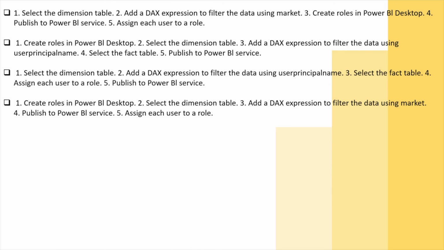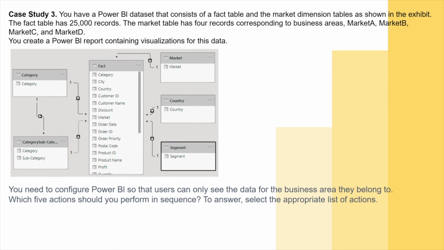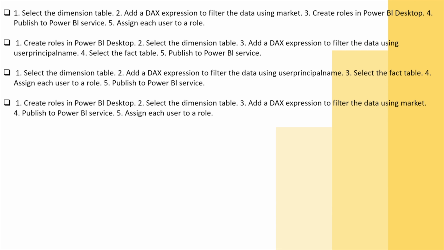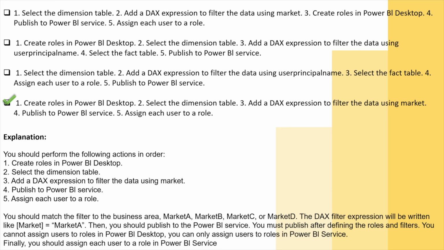I can go back and show you the data model again, sorry. Well, the correct answer is the fourth one, which is: first you create the roles in Power BI Desktop, then you select the dimension table, then you add a DAX expression to filter the data using market. Fourth, you publish it to the Power BI service, and the fifth step is you assign each user to a role.